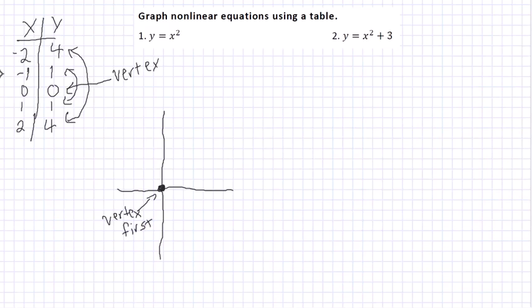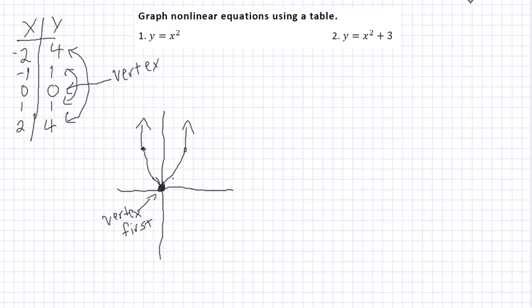And then you can pick any of your other points. So -1, 1, 1, 1, 2, 4, and -2, 4. And you get this shape that kind of looks like a U, and we call that shape a parabola.